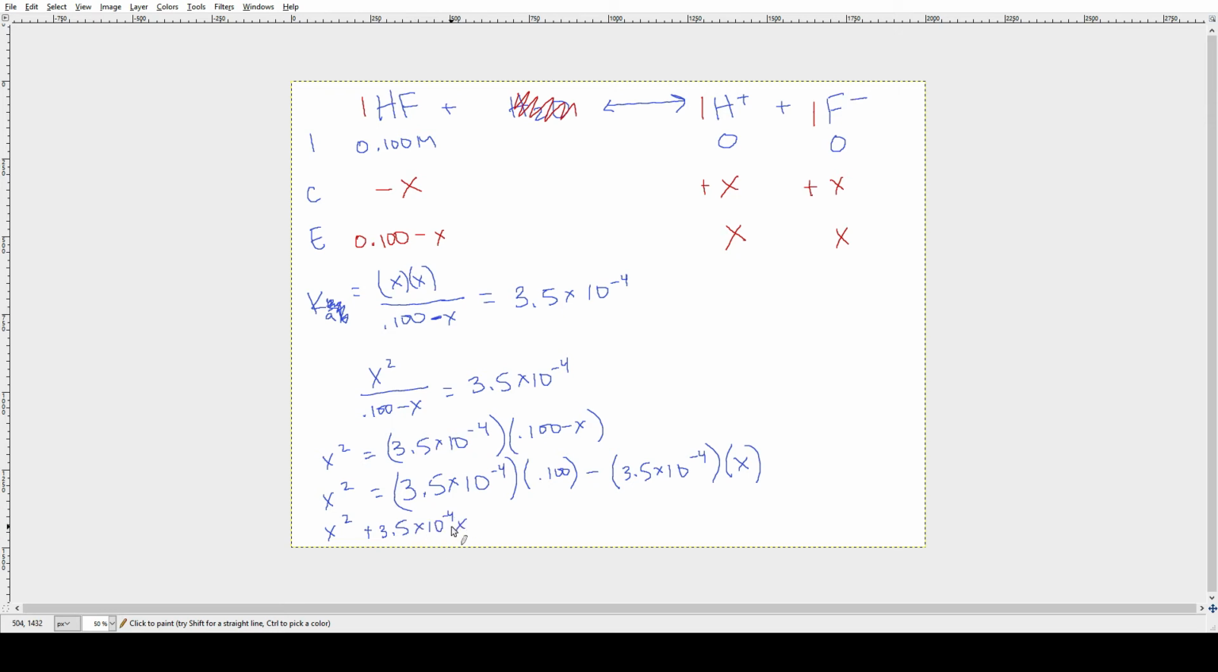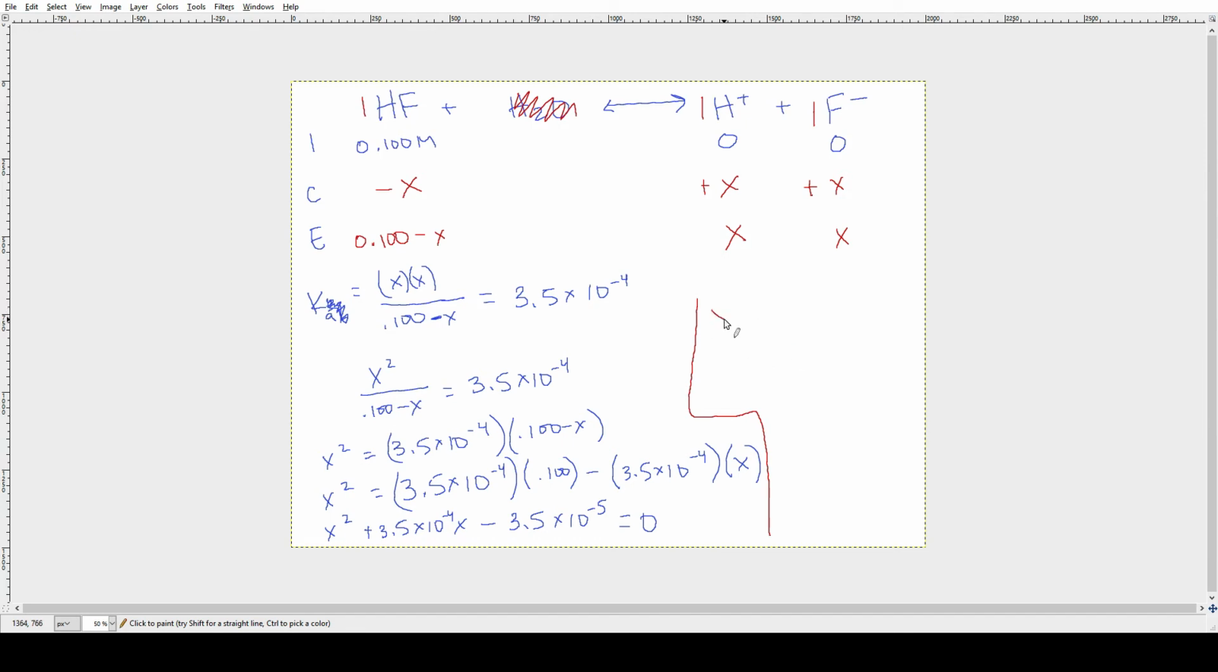Be careful that you don't confuse this x with this times symbol. Maybe use a dot instead. Minus 3.5 times 10 to the negative fifth. When I multiply those, I get negative fifth. This is equal to 0. So you should be thinking back to your quadratic equation days. Ugh. And that's what we get to do here.